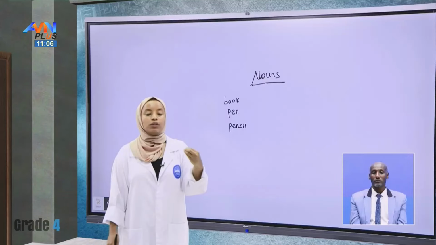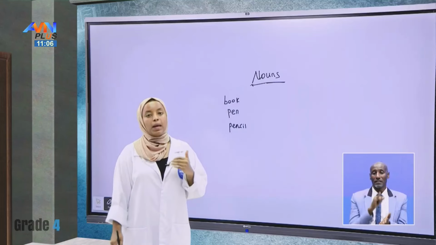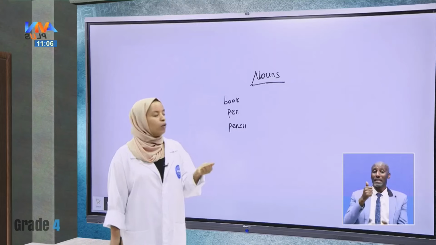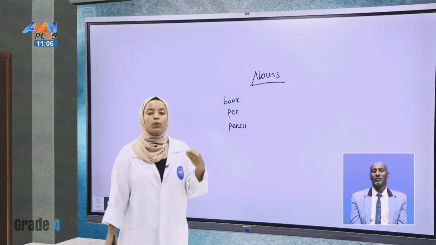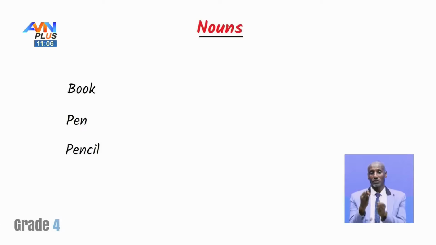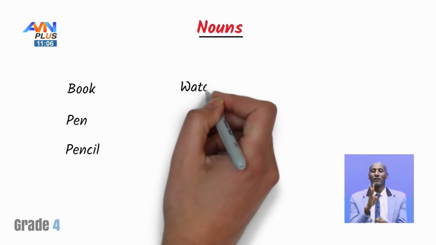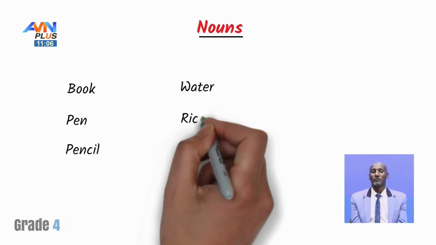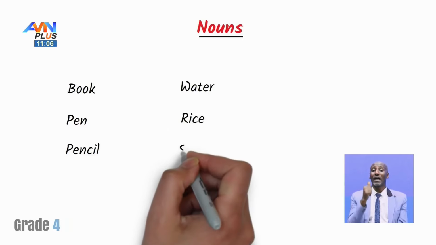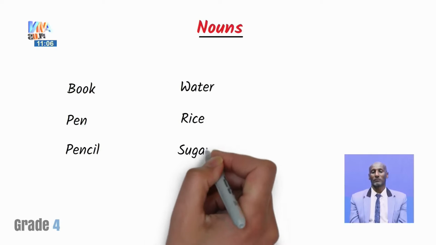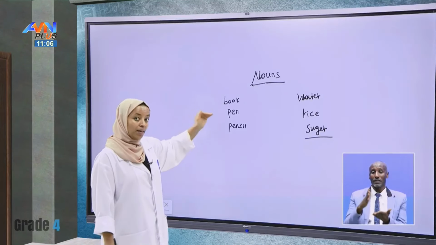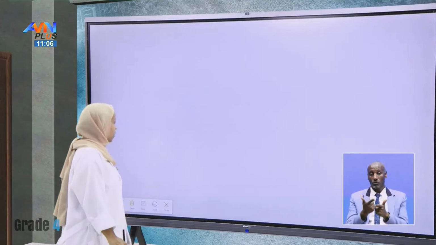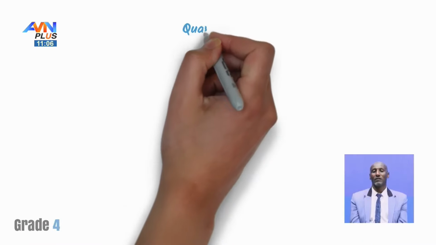A noun that is not easy to count is called an uncountable noun. For example, water, rice, sugar. These are uncountable nouns, and those were countable nouns. So students, before starting quantifiers, don't forget these uncountable and countable nouns. Let us start today's lesson: quantifiers.